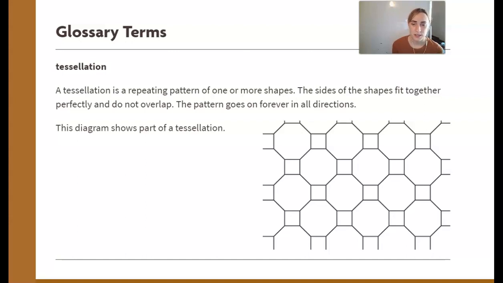A tessellation is a repeating pattern of one or more shapes. The sides of the shapes fit together perfectly and do not overlap. The pattern goes on forever in all directions. This diagram on the right shows part of a tessellation. Take a moment and make sure that what you created in the app and what you were just describing really fits our definition of a tessellation.